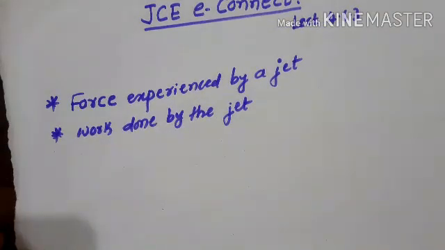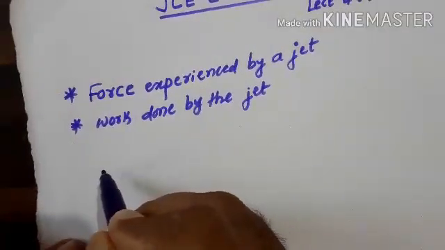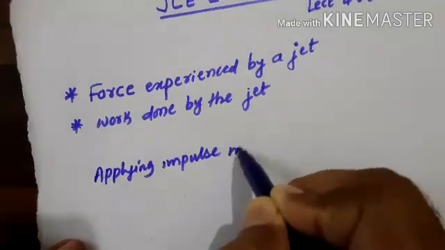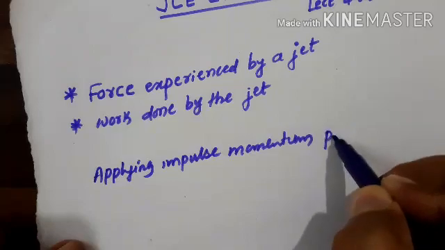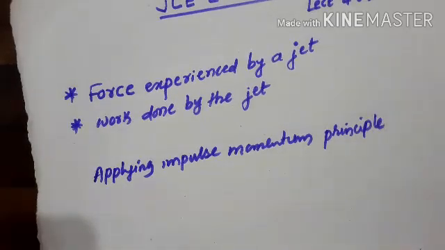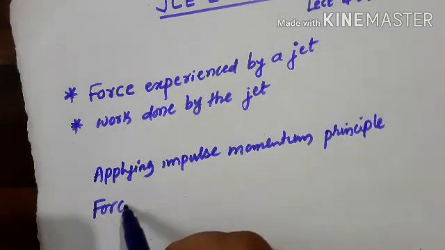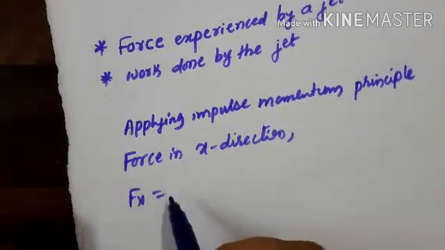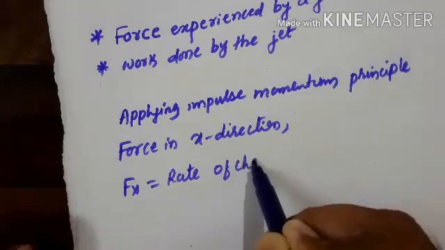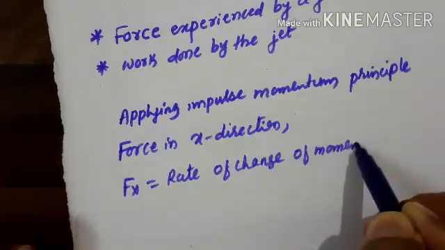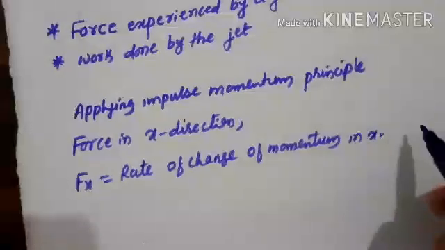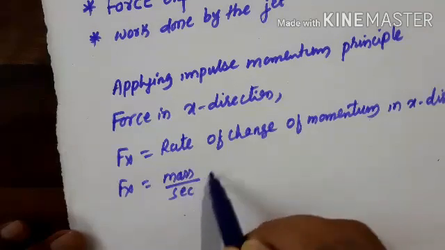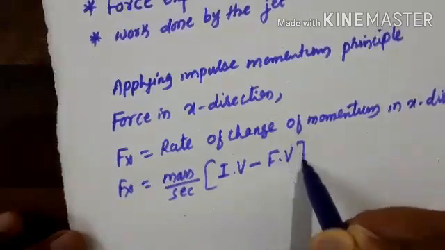We have to apply the impulse momentum principle here also. Applying the impulse momentum equation, the force in x direction, Fx, will be the rate of change of momentum in x direction. Fx can be written as mass per second into the bracket of initial velocity minus final velocity.